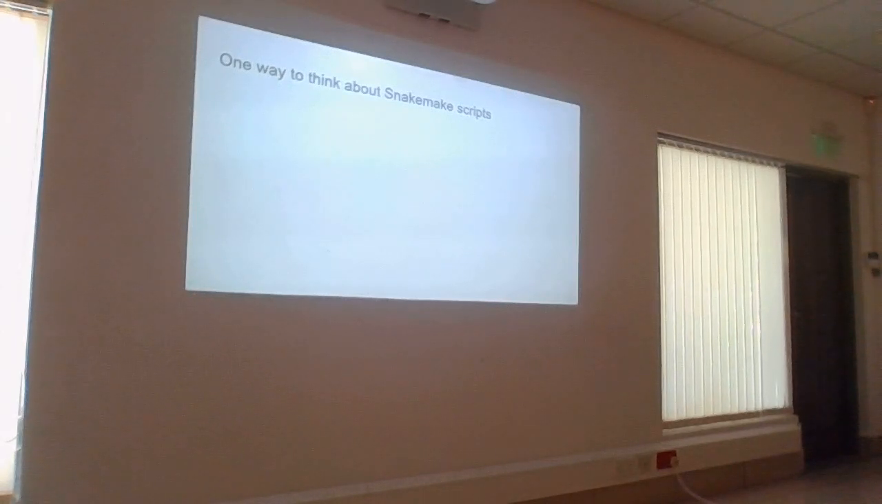Okay, so Snakemake is a little bit different from a normal bash script or a normal Python script. In a normal Python script, you start at the top of the file, and that's the first thing that happens, then the second thing happens below that, and the third thing below that. So that's the normal thing, right? You start at the top and work your way down, step 1, step 2, step 3. Snakemake scripts are a little bit different.